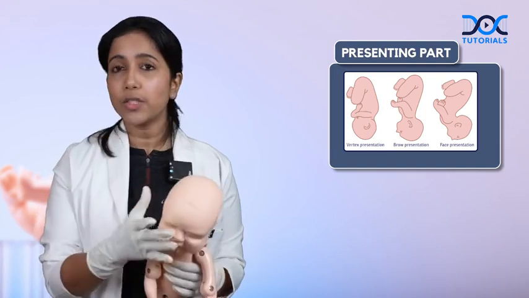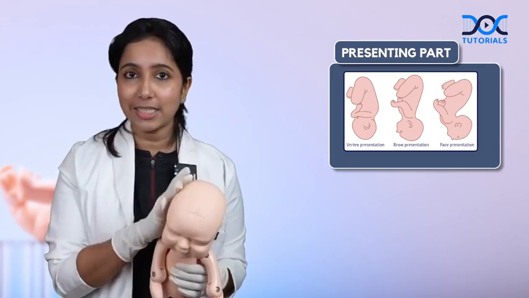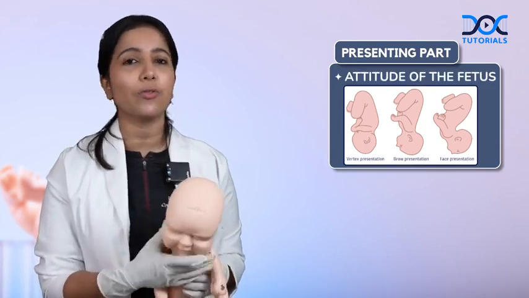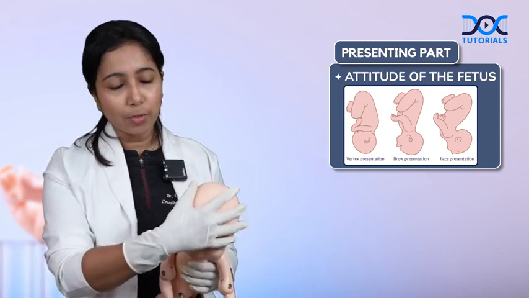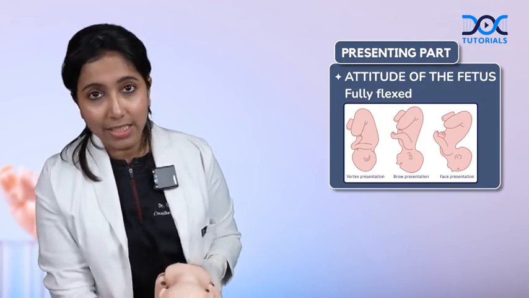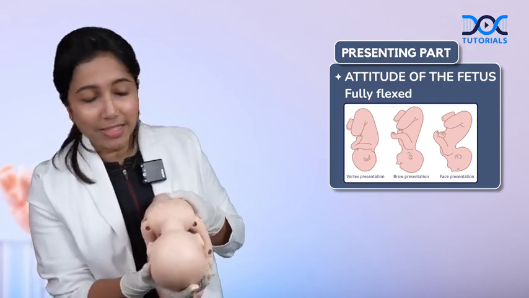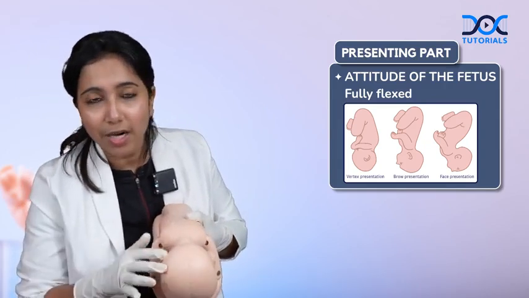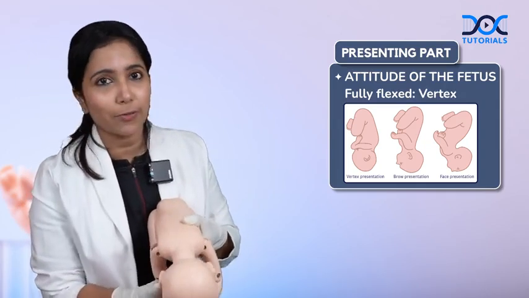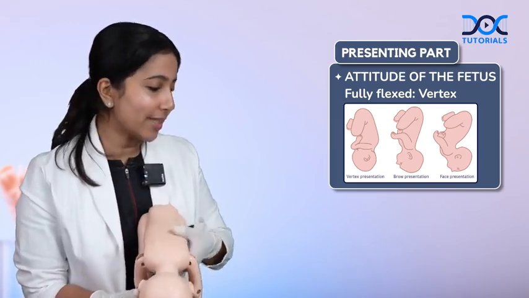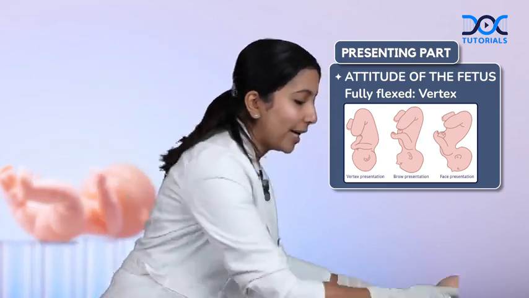Students often find it difficult to grasp the concept of the presenting part. Which part is presenting in the fetus depends on the attitude of the baby. The attitude of the baby can be fully flexed. If we have a baby who is fully flexed, the presenting part is this part, which is known as the vertex of the baby. So let's have a look at the vertex.